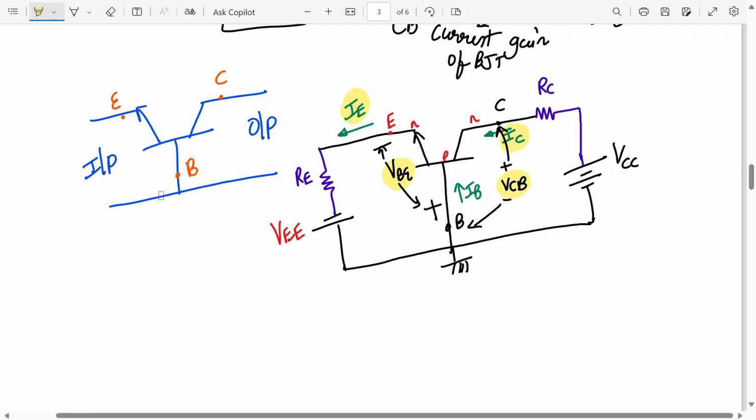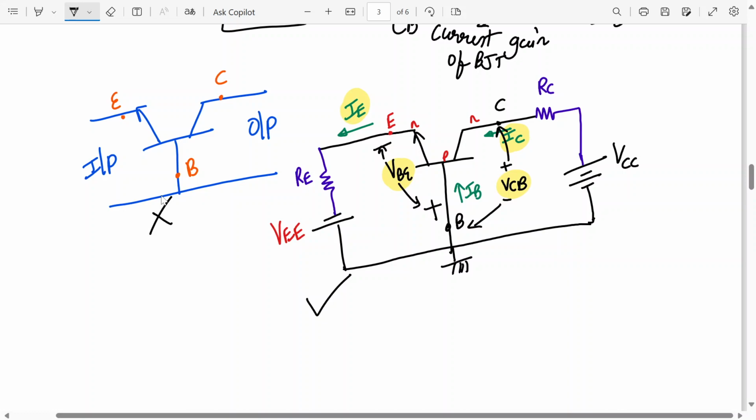VBE is not equal to VE because of this resistor, and VCC is not equal to VCB because of this resistor. So this diagram, if they ask you in the exam, draw this diagram and not this diagram. If you don't remember, you have to draw it starting with this, leading up to this. Is it understood?